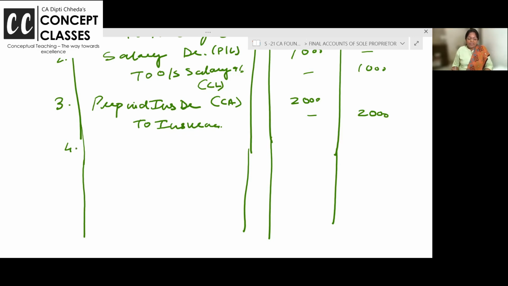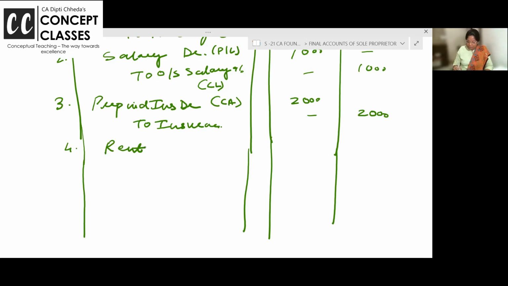Rent is received in advance. If income is received, then bank account debit to income. But this time income is received in advance, so bank account debit, to rent it is already done. Now if rent is received in advance, next year's rent has also come now.